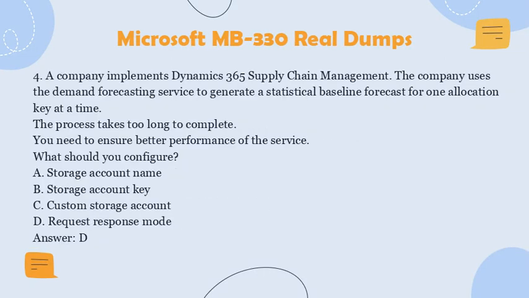4. A company implements Dynamics 365 Supply Chain Management. The company uses the demand forecasting service to generate a statistical baseline forecast for one allocation key at a time. The process takes too long to complete. You need to ensure better performance of the service. What should you configure? A. Storage account name. B. Storage account key. C. Custom storage account. D. Request response mode. Answer: D.